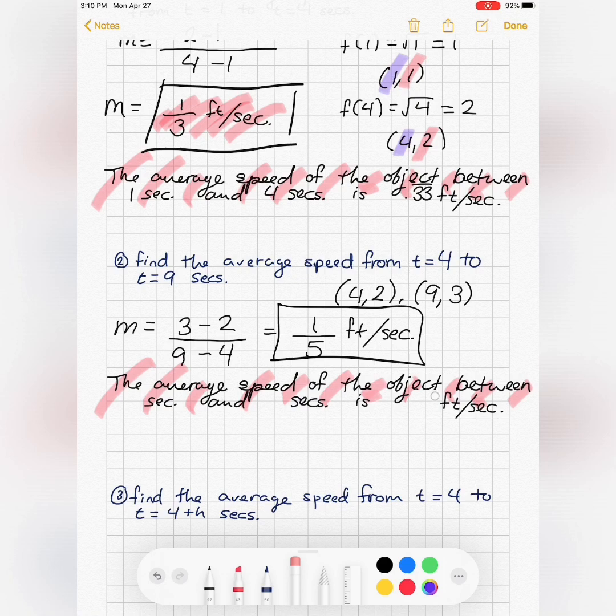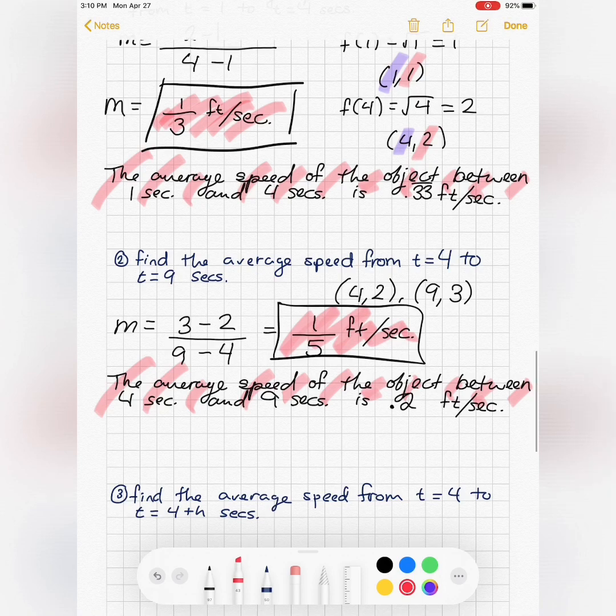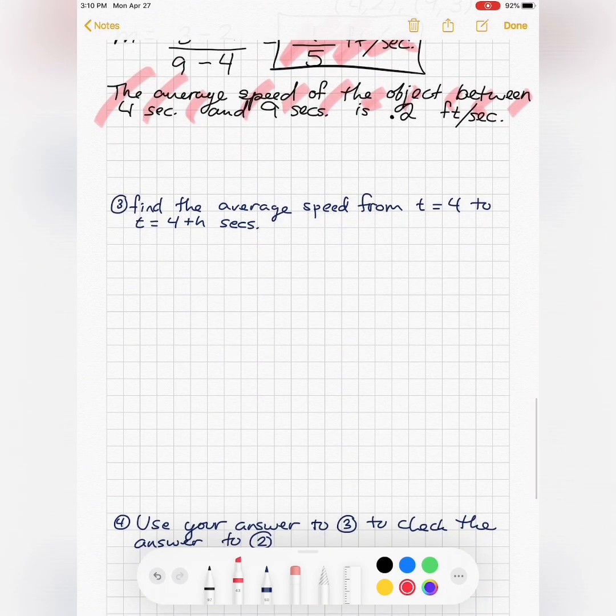Okay, so then what is this one going to say? The average speed of the object between 4 seconds and 9 seconds is 1/5, so 0.2 feet per second. Okay, so there's that, and then there's that. Find the average speed from 4 to 4 plus h seconds. So this is another one of those parts where we're going to have variables in the answer. Okay, but other than that, we already found 4/2.